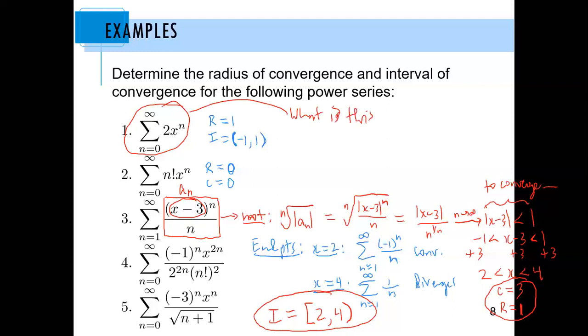Well, I'm telling you, look, this thing equals, can't I factor out the 2? I mean, for crying out loud, right? Yeah, I can factor out the 2. This is like 2 times, and then it's like x to the 0 plus x to the 1 plus x to the 2 plus x to the 3. Do you know what I'm saying? Okay. So this is 2 times 1 plus x plus x squared plus etc.